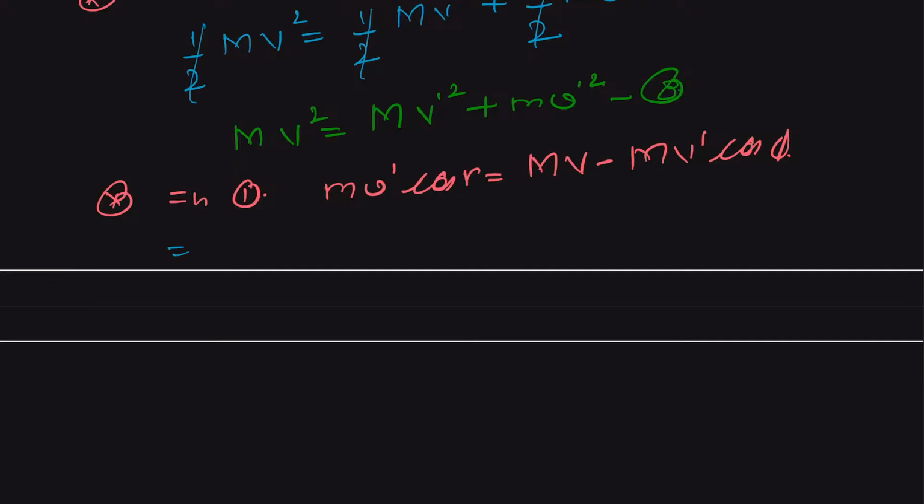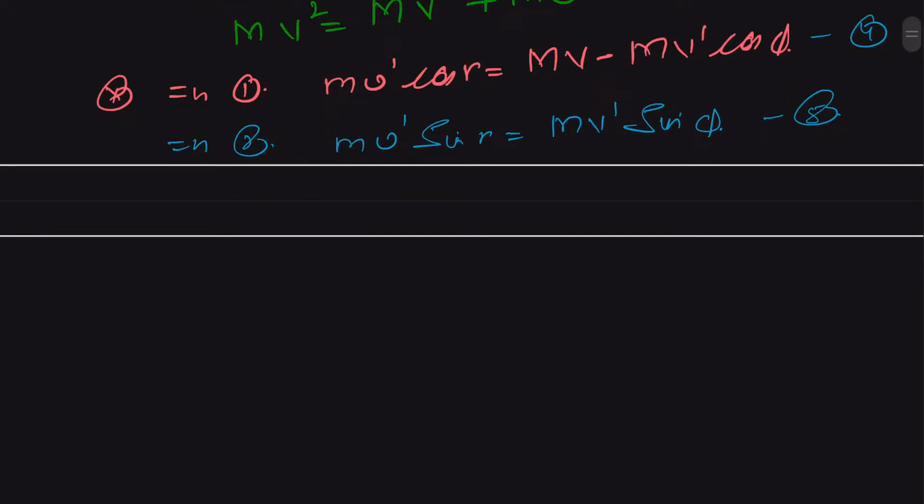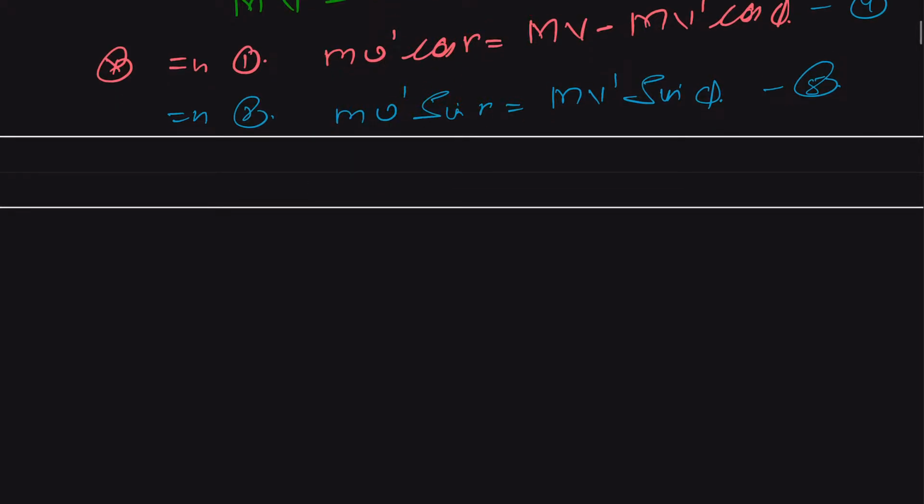And from equation 2, we can write this as m v prime sine of gamma is equal to m v prime sine of phi. Let us call this equation number 4 and this equation number 5. So we are going to square equation number 4 and 5 individually and add them. So you can say equation number 4 squared plus equation number 5 squared.